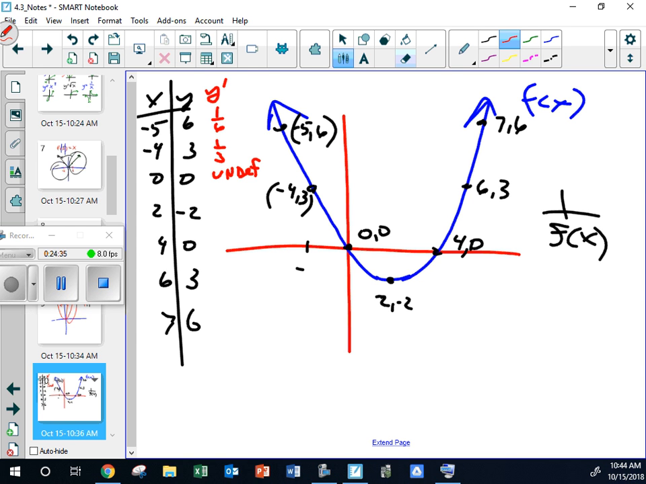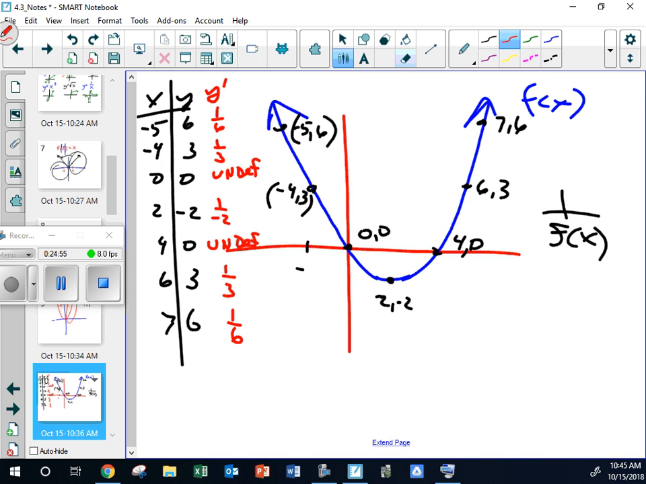Okay, I'm going to put 1 over this, so it's 1 over negative 2 or negative 1/2. Whoa, it hit 0 again. Undefined again. And then 3, 1 over 3, and then 6, 1 over 6.